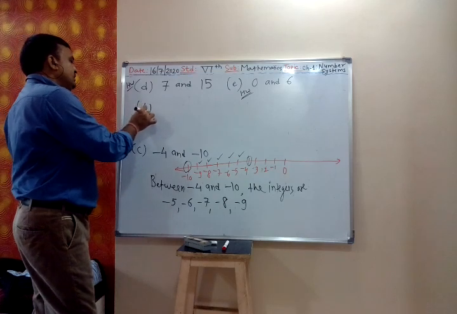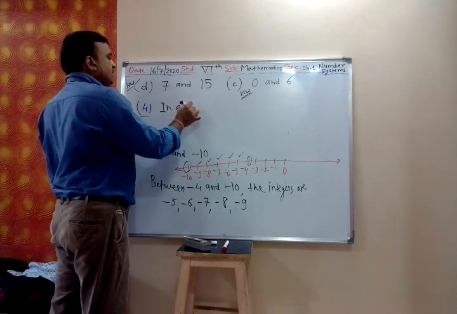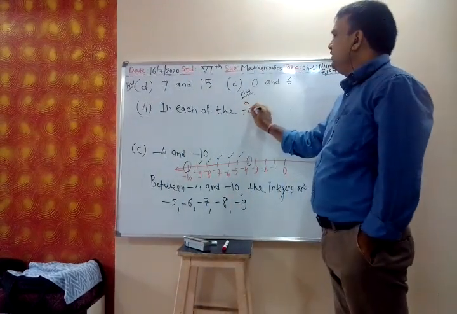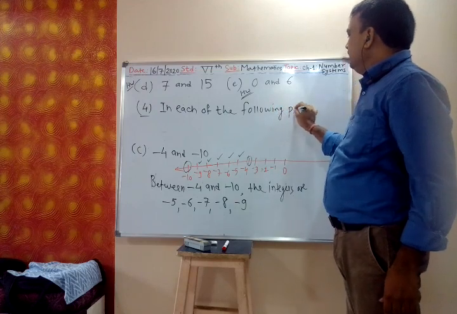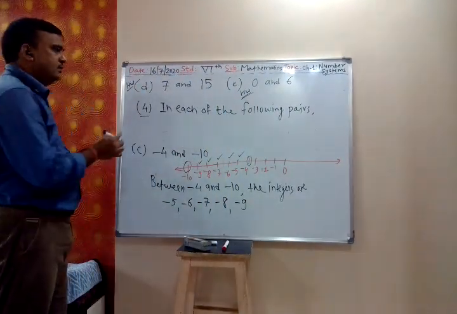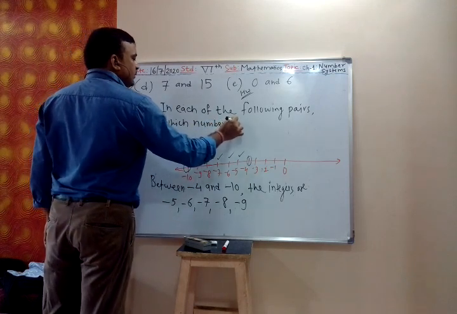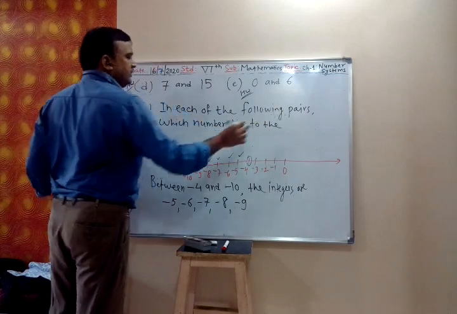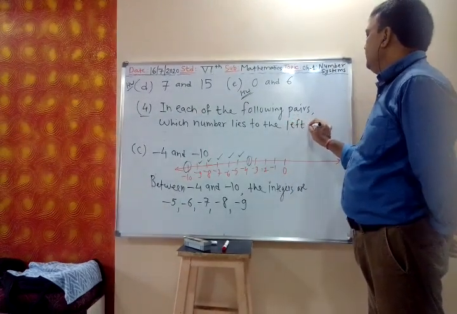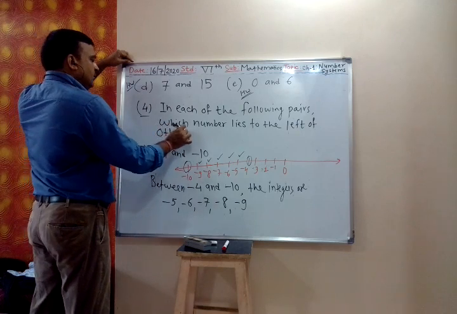Now, fourth question I am writing. In each of the following pairs, which number lies to the left of the other on the number line?